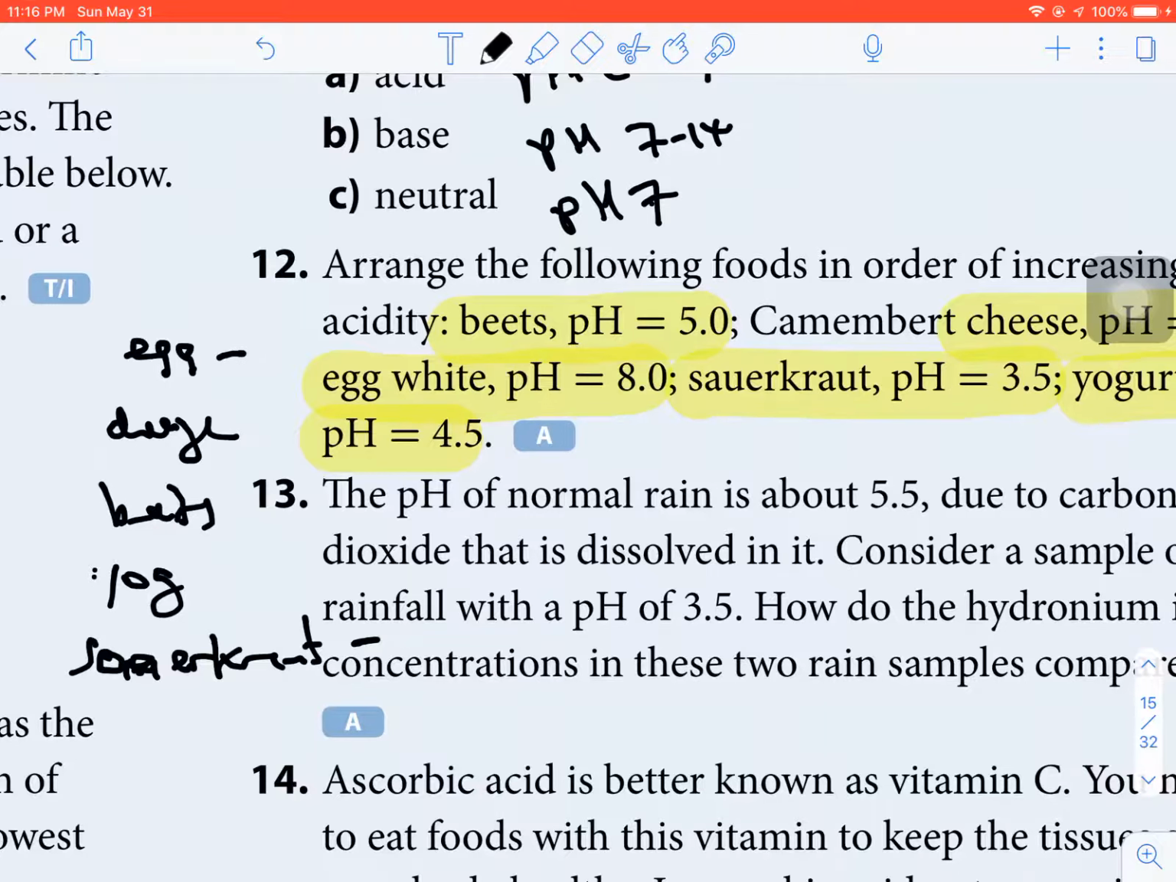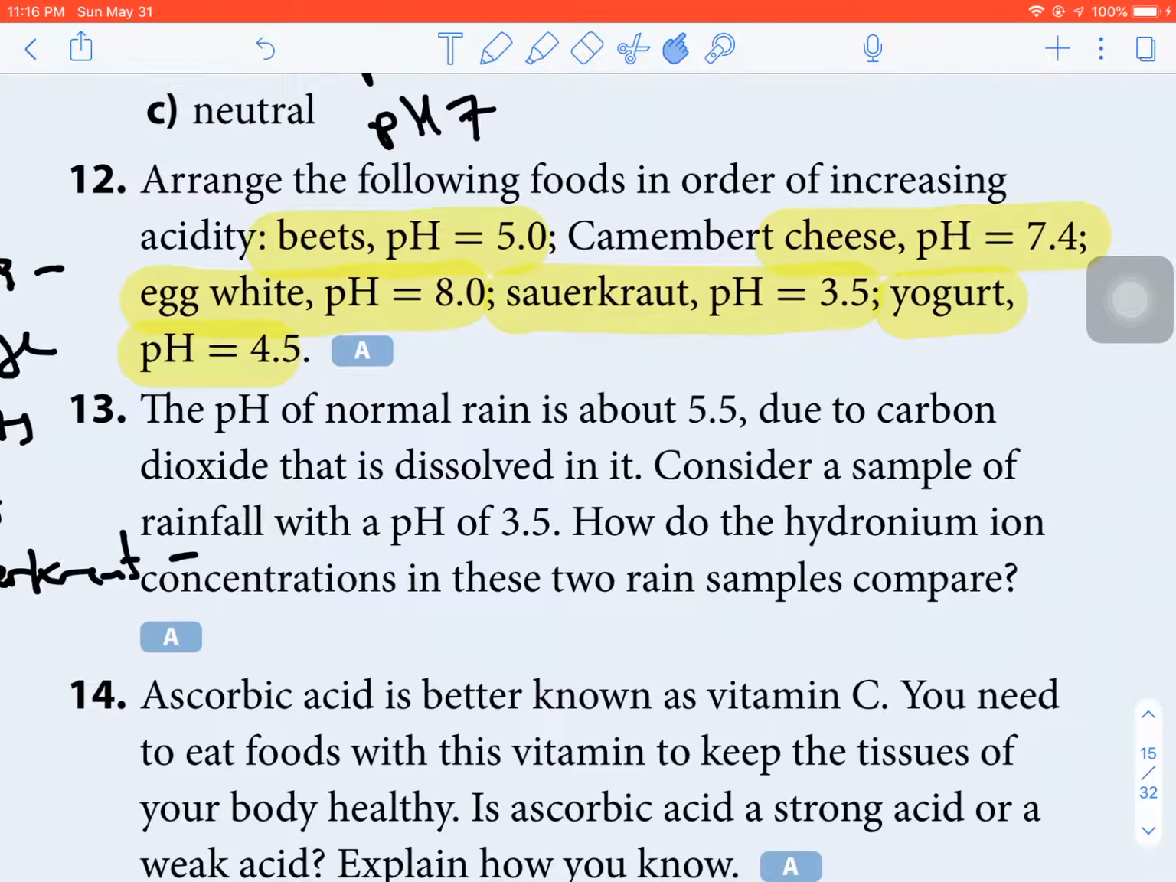And the last question from the homework was question 13, and it says the pH of normal rain is about 5.5, because you think, well, that's an acid, right? Why is rain acidic? It's acidic because there's carbon dioxide in the air. As the carbon dioxide in the air dissolves, it turns into a weak acid in the rain, carbonic acid. And when it comes down, it makes the rain a little bit acidic, pH 5.5. That's not very acidic. It says consider acid rain that has a pH of 3.5.